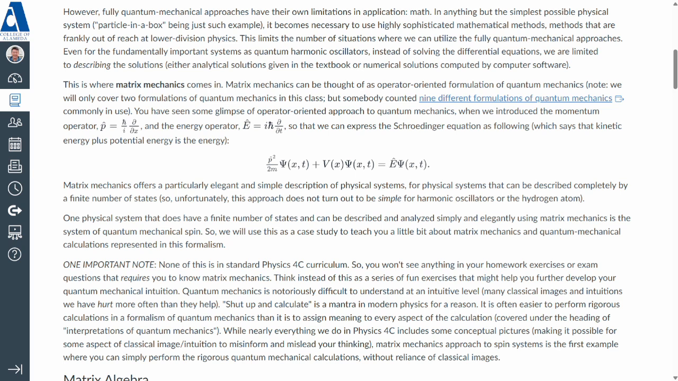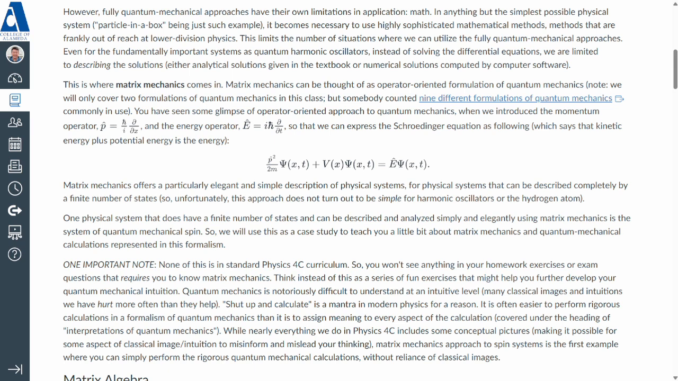Somebody counted 9 different formulations of quantum mechanics commonly in use. You have seen some glimpse of the operator-oriented approach to quantum mechanics when we introduced the momentum operator, p hat equal to h bar over i, partial derivative with respect to x, and the energy operator, E hat equal to i h bar times partial derivative with respect to time, so that we can express the Schrödinger equation as follows, which says that kinetic energy plus potential energy is the energy.